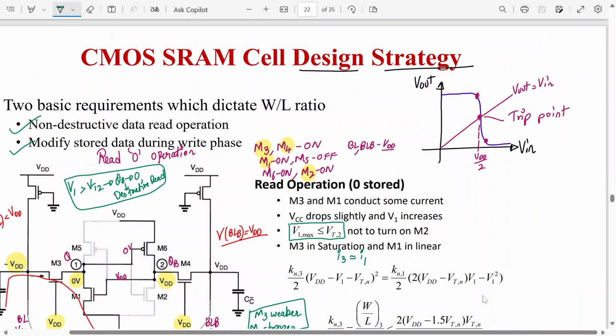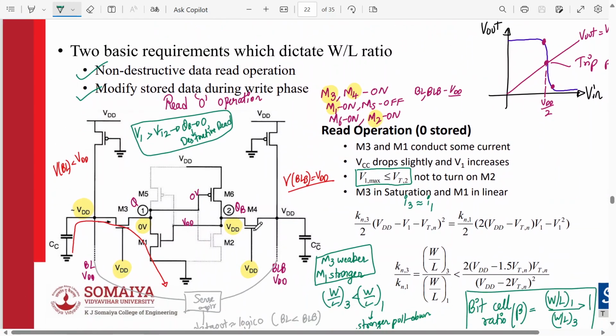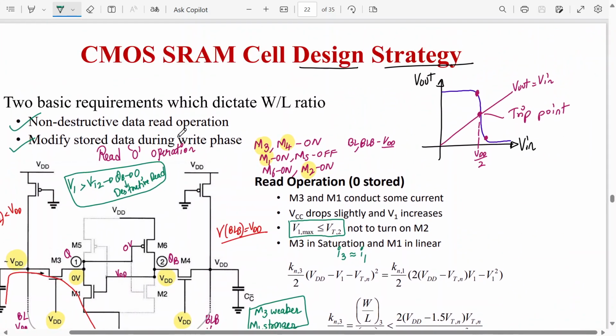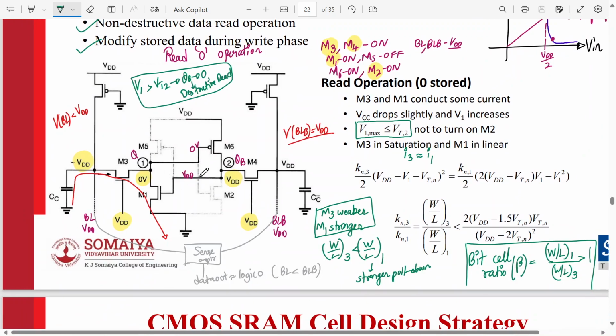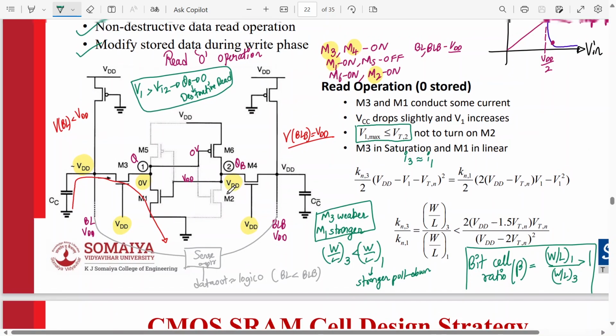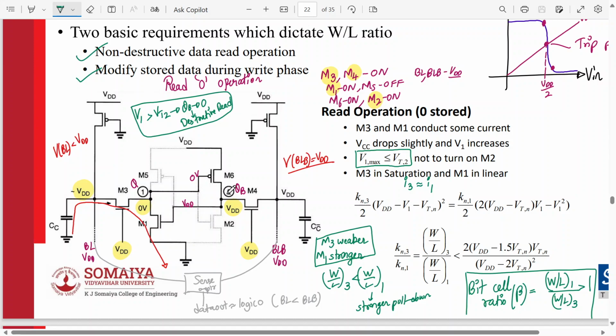Because otherwise this trip point will change. So if this trip point changes, if V1 becomes greater than VT2, and threshold voltage of VT2 is 1 volt, so if this becomes 1 volt, it will change the state. Because this goes as input, so this will change the state, and that will lead to a destructive read. We don't want that. Understood this design strategy?